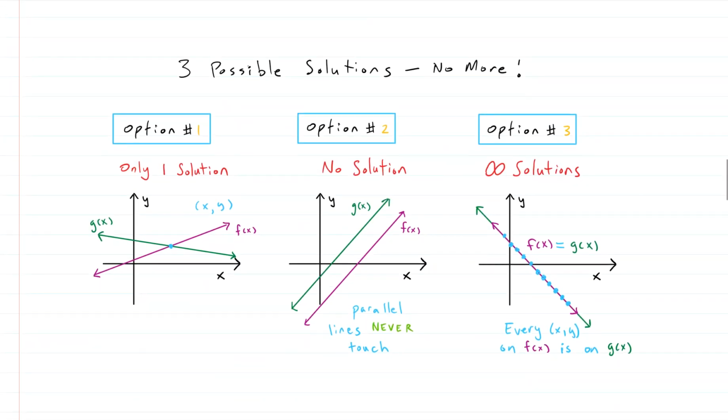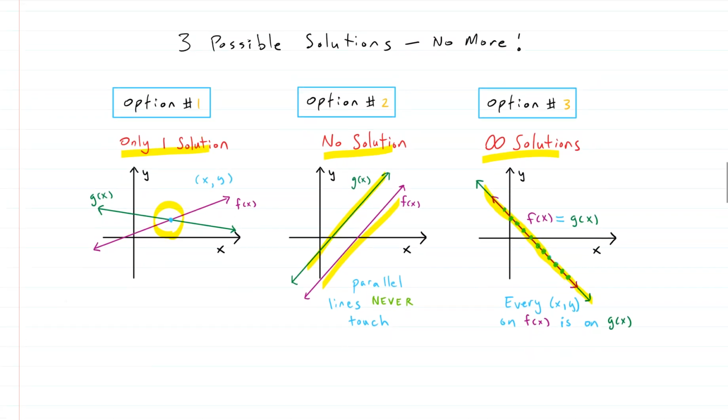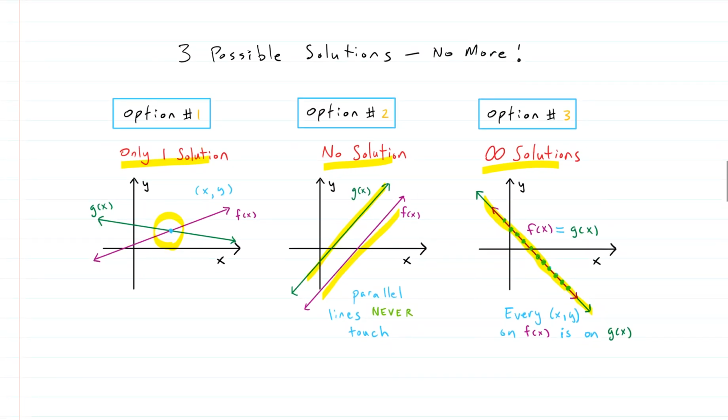So again, we have three possible options. The one solution case where they just touch once, the no solutions case because they're parallel and never touch, or the infinite solutions case because the two lines are actually the same line. They lie on top of each other, so any point on one line is also a point on the other. You might think, well, how are these the only three? Well, by definition, lines are not curvy, so this will never turn around. So if they touch, they only touch once.